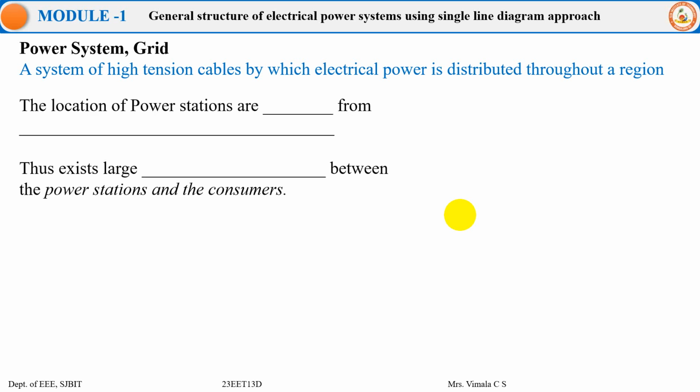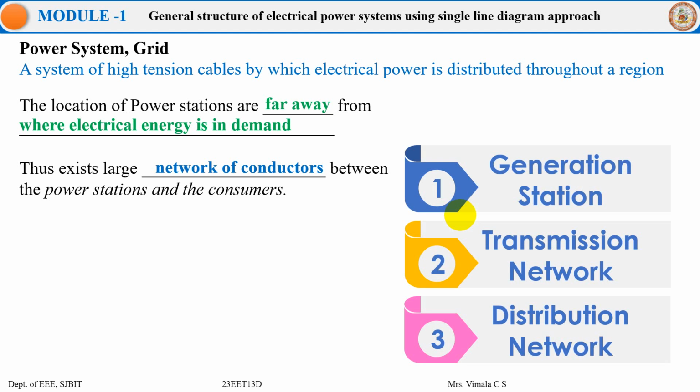So the locations of power stations are far from the consumers, thus exists a large distance between the power stations and the consumer. Normally the power stations are located very far from the consumer end. The consumer end is the demand end. So thus exists a large network of conductors between the power stations and the consumers. So we have basically three major parts in the power system, that is generating station, transmission network, and distribution network.